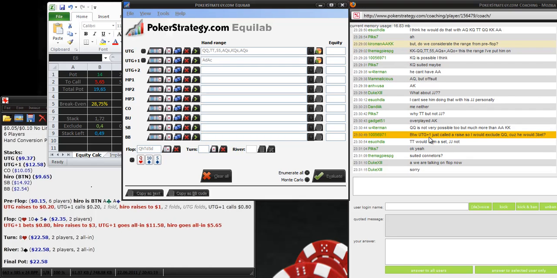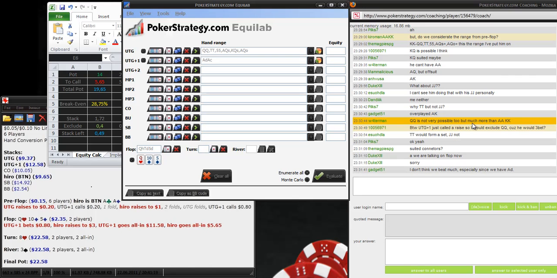By the way, UG1 just called a raise, so we could exclude pocket queens, although I guess we still have to add pocket queens into his range. I doubt that everyone is going to 4-bet with them and go broke. And suited connectors may be possible, but let's take a look at how we're actually doing against this kind of range.